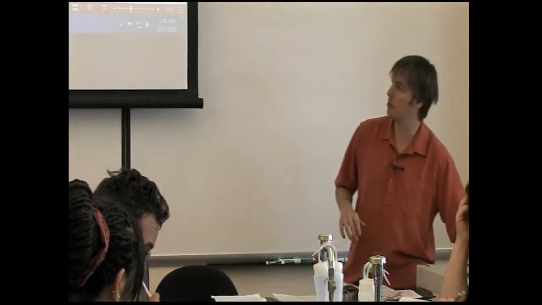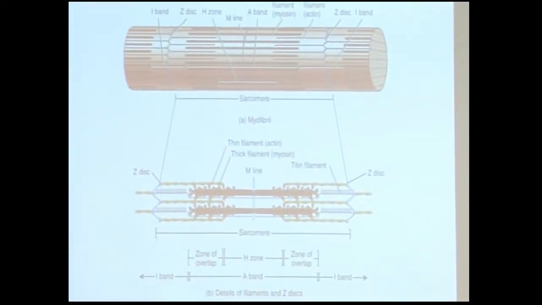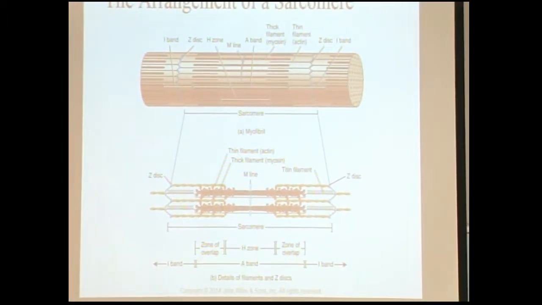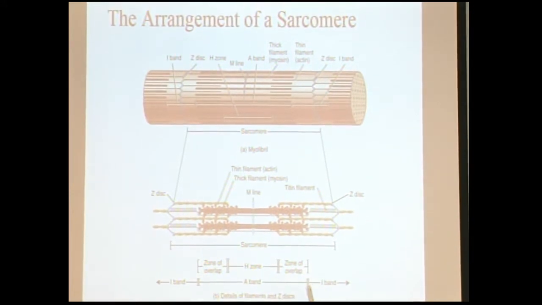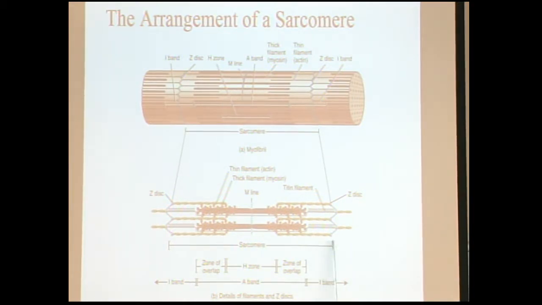Anything else? The A and the I bands. I'll show you a picture real quick, and we'll talk about them at the same time. All right. So the I band is where you only see actin. They kind of split the sarcomere into little sections. We'll talk more about it, but basically the I band is where you only see actin. There's no overlapping with myosin. So you only see the yellow.